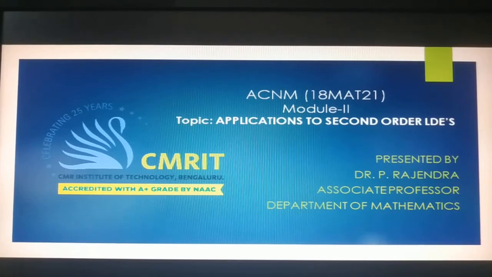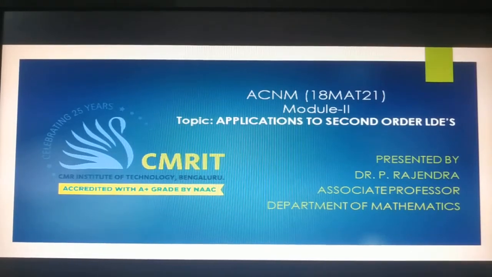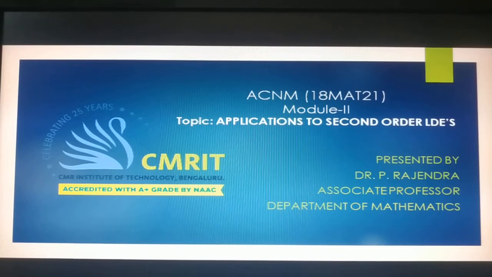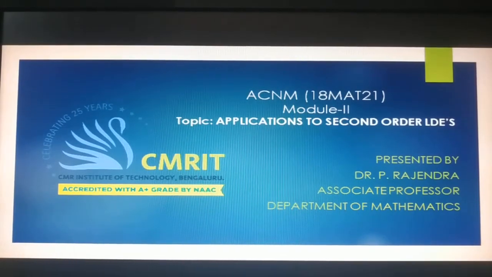Today we are going to discuss applications of second order linear differential equations. Second order linear differential equations have a variety of applications in engineering and technology. So in this lecture I am going to introduce mass spring systems, and maybe I will cover LCR circuits in the next class. These are the two applications in our curriculum. These two we are going to discuss. So let's start.